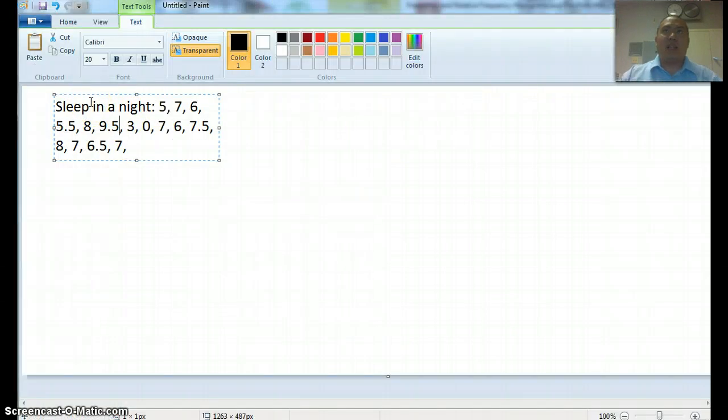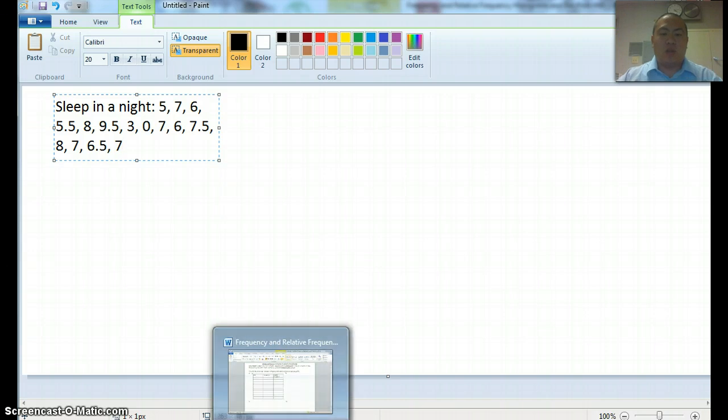I went around and asked 15 people how much sleep they get in a night. These are the responses I got: 5, 7, 6, 5.5, 8, 9.5, 3, 0, 7, 6, 7.5, 8, 7, 6.5, 7. I accidentally put an extra comma there. So ultimately, that's my poll, how much sleep someone gets in a night. I want to see what that distribution would look like.